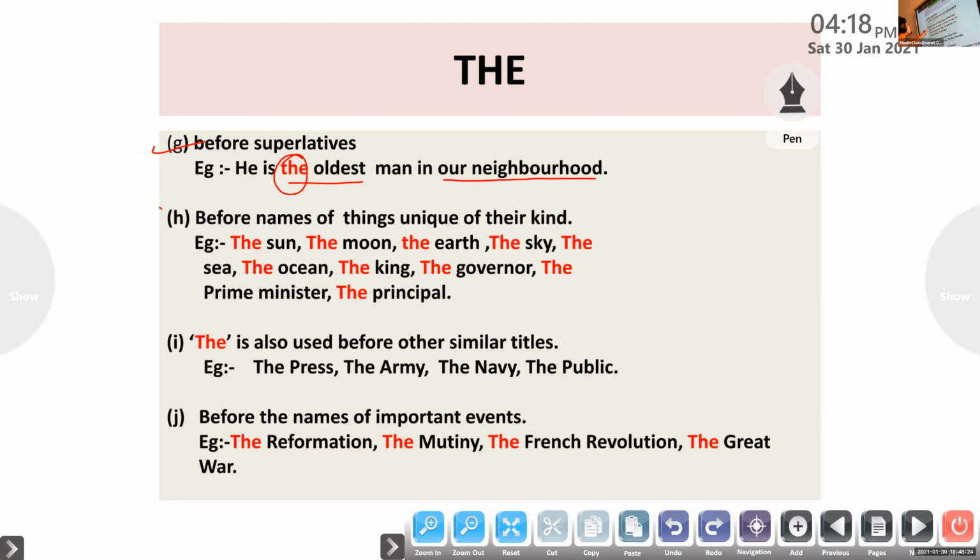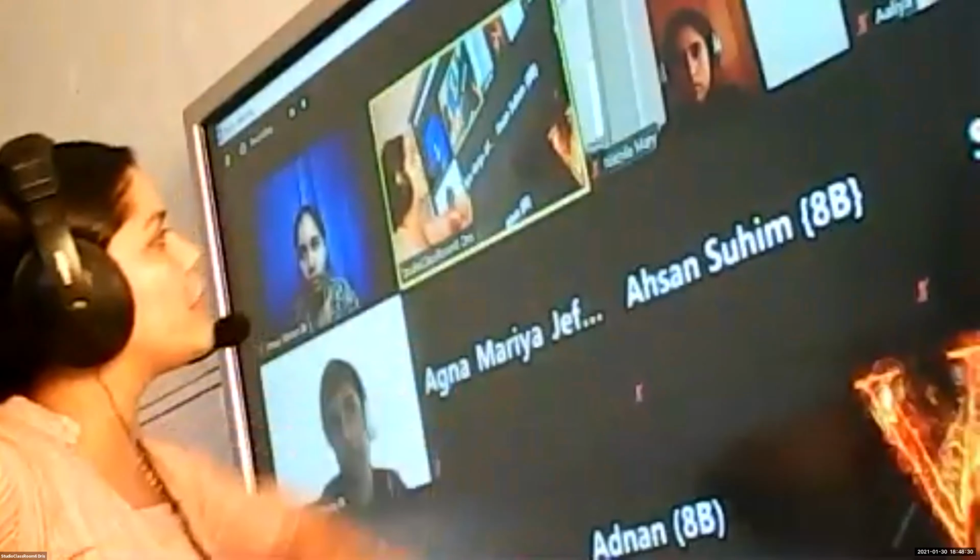Look at point H. Before the names of things unique of their kind, we cannot compare it with anything. There is only one sun, one moon, one sky, and only one governor post, only one president post, prime minister post, chief minister post. See, it is unique. And there is only one principal in an institution. There won't be two persons in one school, right? In the post of principal. In such cases, we should use the title 'the' before the titles of these names.